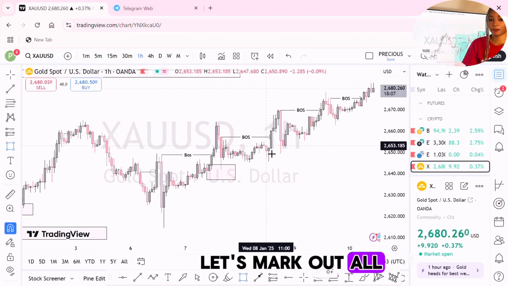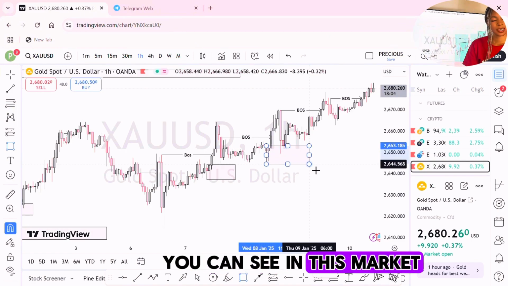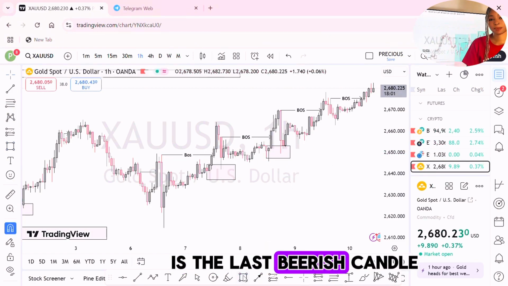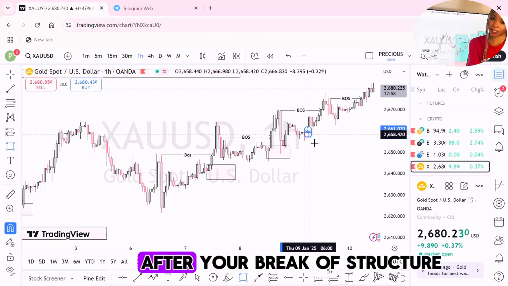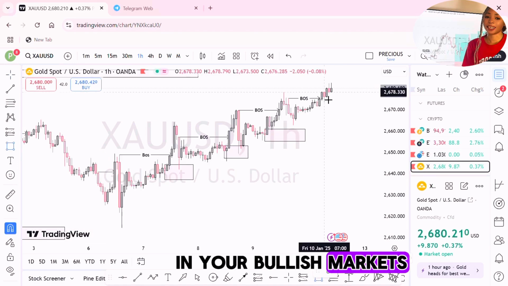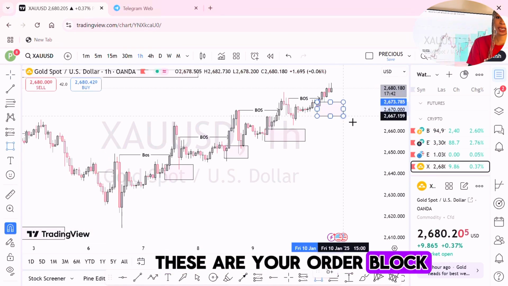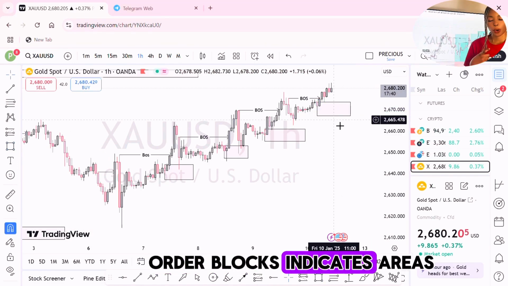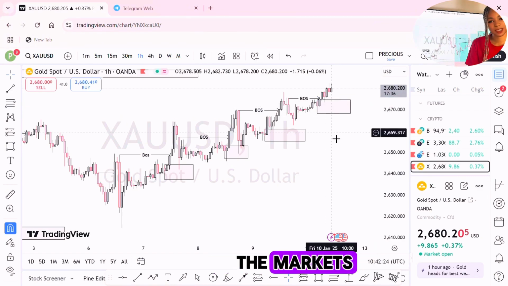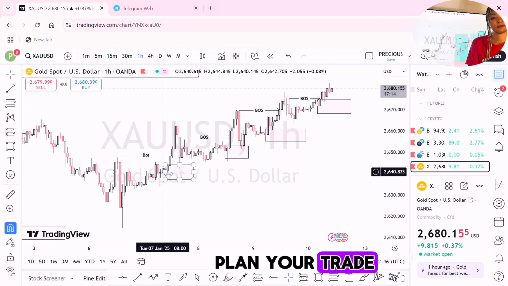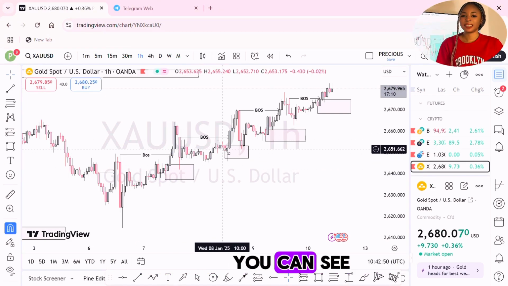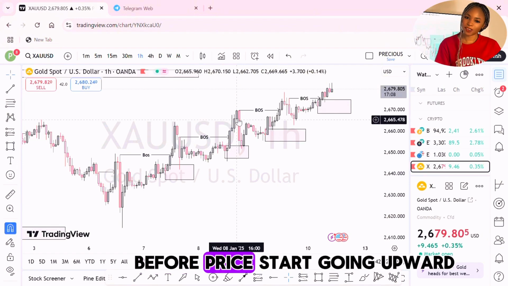Let's mark out all the order blocks you can see in this market. Your order block is the last bearish candle after your breakout structure before price starts going upward in a bullish market. So these are your order blocks. Order blocks indicate areas of high liquidity, flow of price in the market, and also help you plan your trade. You can see the last bearish candle before price starts going upward.